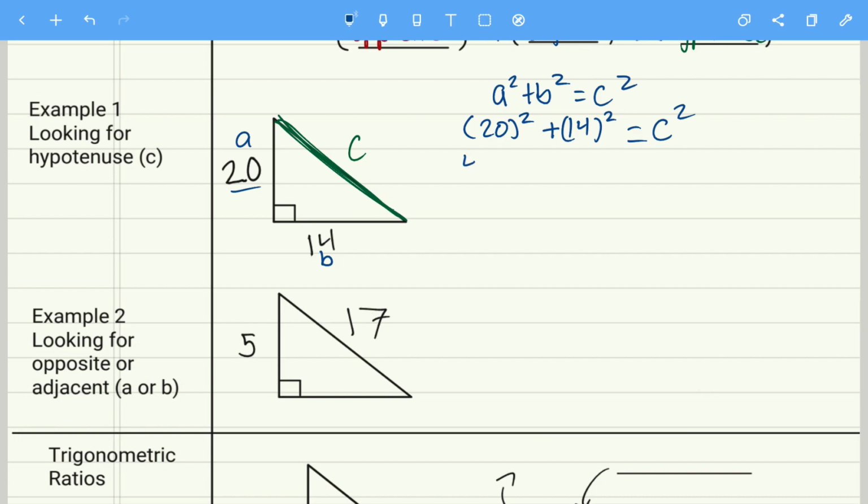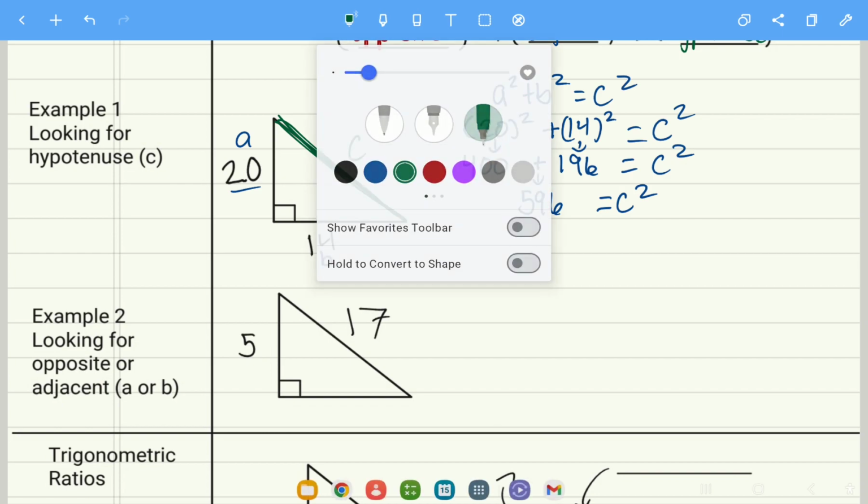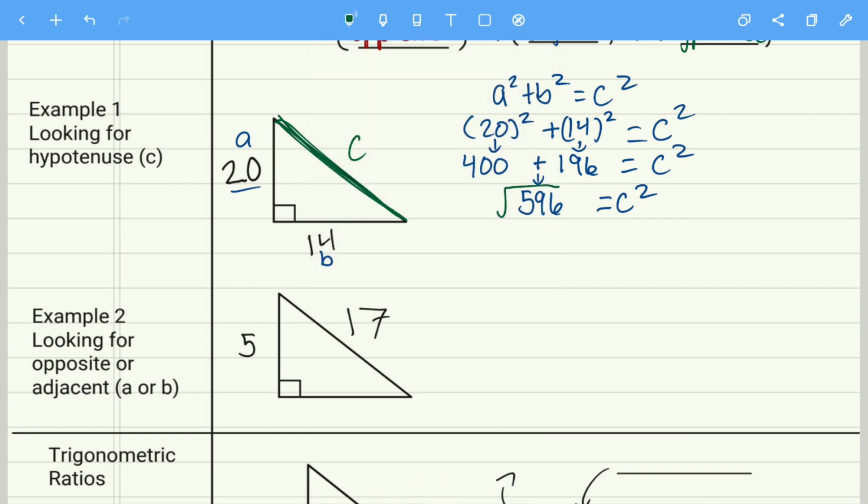So 20 squared is going to give us 400 plus 14 squared, that is 196. And that is still equal to C squared. 400 plus 196 is 596. That is still equal to C squared. Now we want to take the square root of both sides to get rid of this 2. And the square root of 596 is 24.4. And that is what C is equal to. You are done with that.